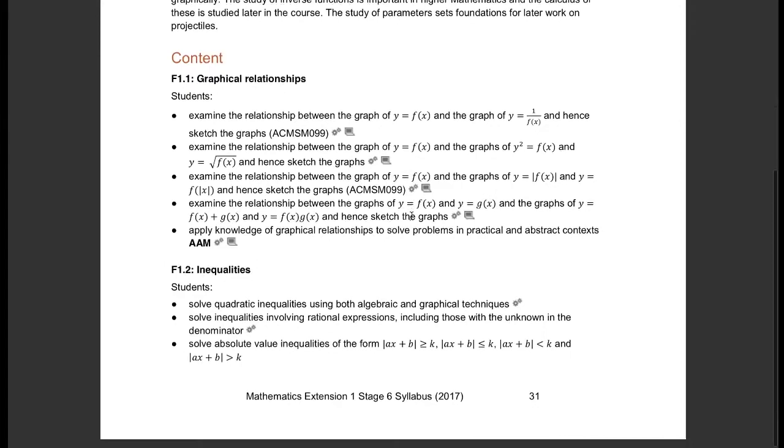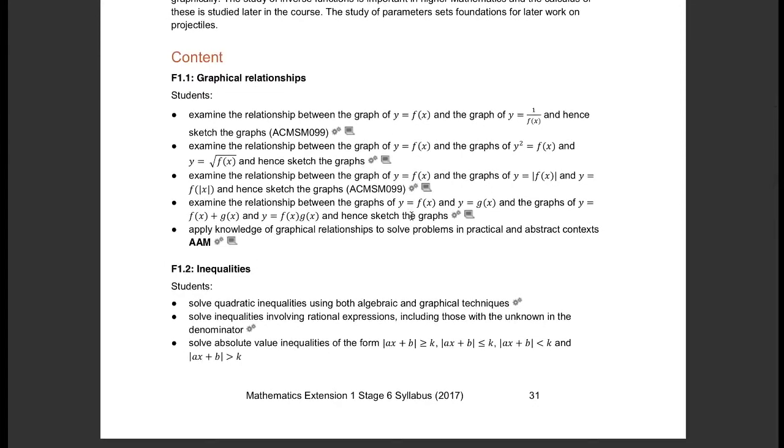In further work of functions, we will look at graphical relationships, so this will include understanding and graphing the reciprocal, square roots, absolute value functions of both the y and the x values, and also addition and multiplication of ordinates. And we will use these graphical relationships to solve problems. Then we will move to inequalities. You have already done some basic work with inequalities, but in Year 11 we will work on absolute value inequalities and fractions, among other problems.